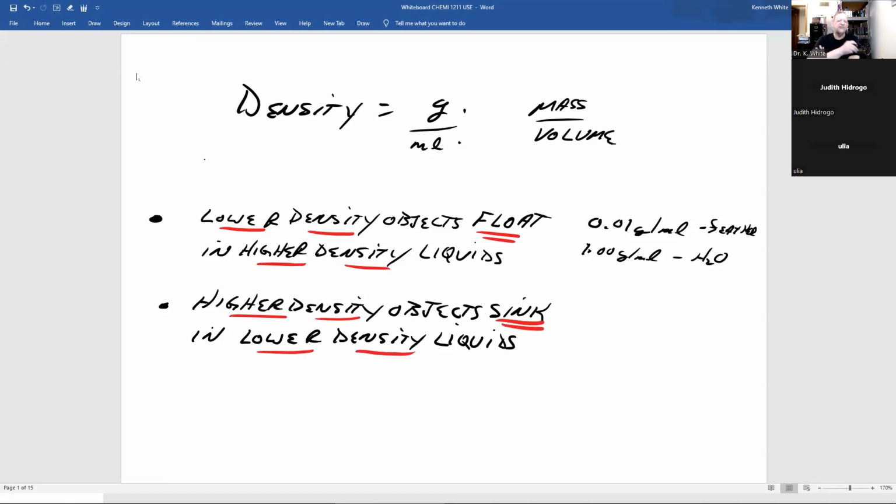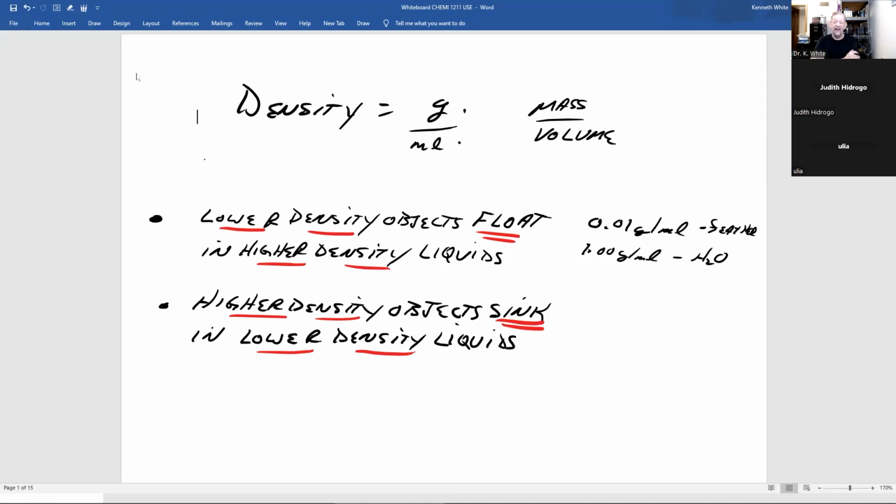All right, let's go through this again. Lower density objects float in higher density liquids. So if you take a feather or cork material, which is lower density than water, it will float on water. Now, higher density objects will sink in lower density liquids.